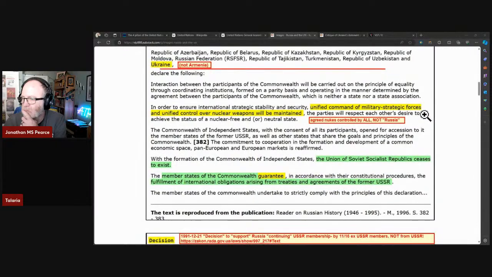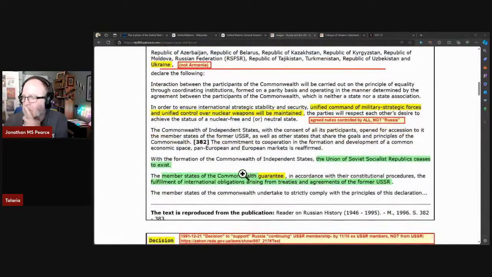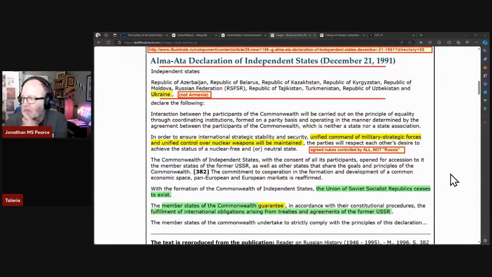The top green line, the Union of Soviet Socialist Republics ceases to exist. And what they've actually done is they've made it retrospective back to the 8th of December. But basically, we take it as the 21st of December, because you can't abolish something retrospectively. When all of the members have said that it's no longer existing, it stops existing.